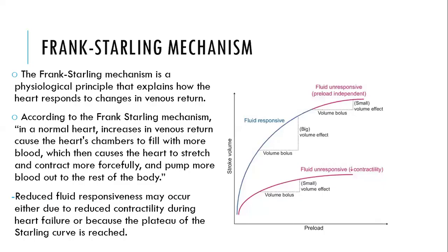Now, in a failed heart where we have reduced contractility, the increase in stroke volume is also reduced with an increase in preload or your end diastolic volume. So this is very important. The greatest effect in stroke volume or cardiac output augmentation occurs at this level of the graph where you have a steep increase with an increase in end diastolic volume.